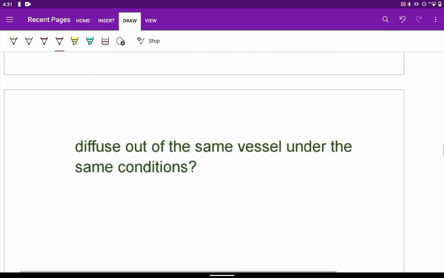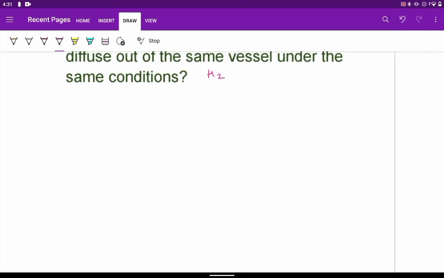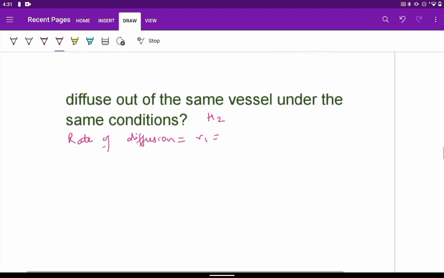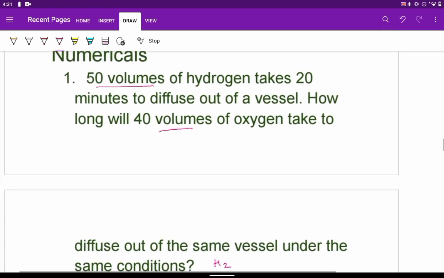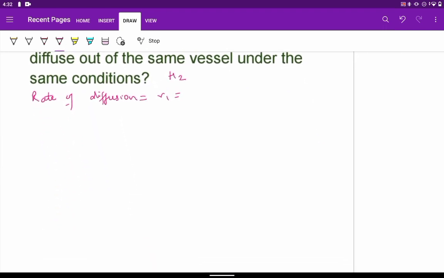So let us approach how to do this. Now for H2, hydrogen, the rate of diffusion can be stated as R1. That is equal to total volume. How many volumes have we taken? 50 volumes. So it will be 50 by 20, because 20 minutes is taken. So R1 is equal to 50 by 20.